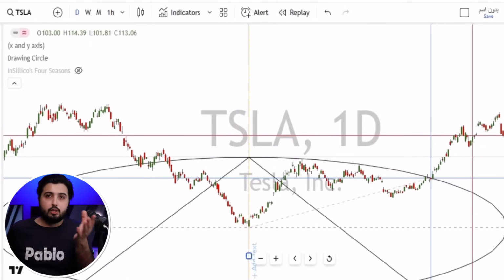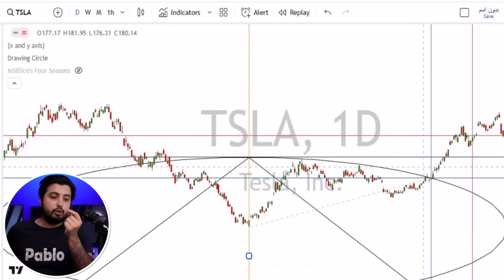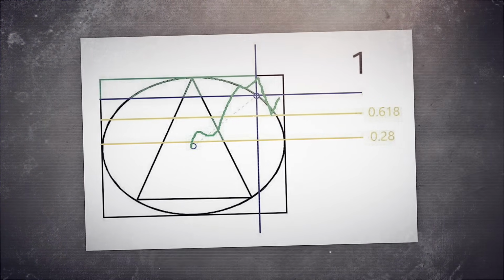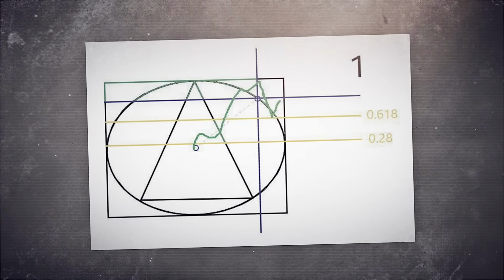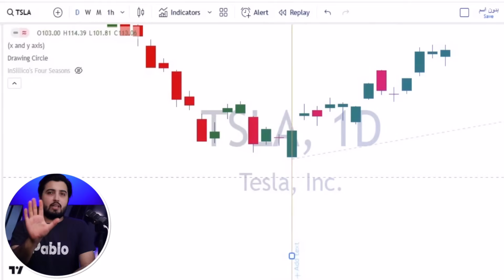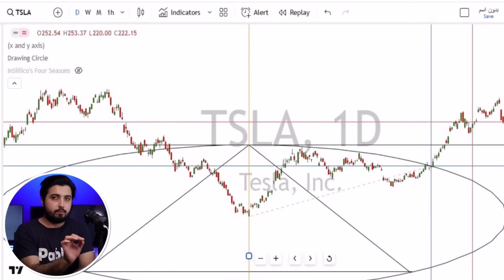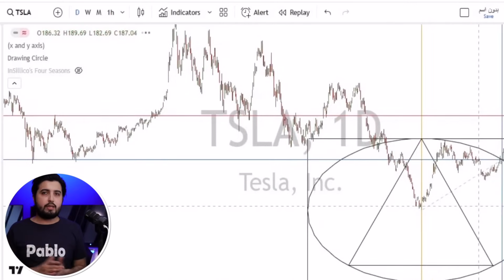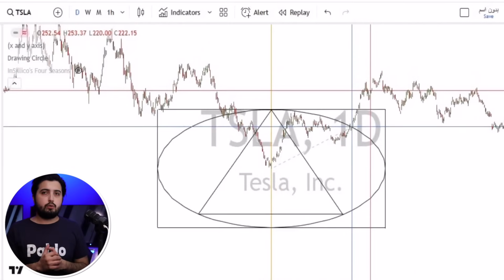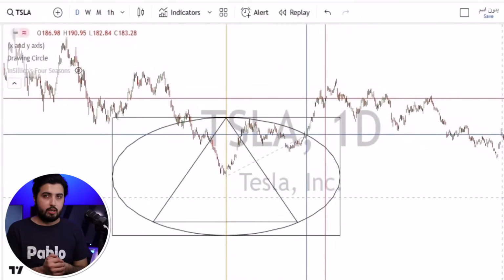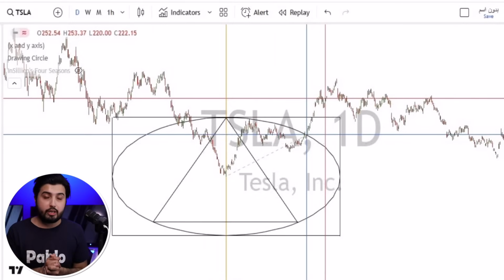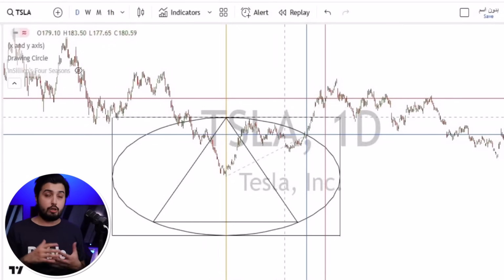And step 5, you place the Fibonacci levels from the base of the full moon candle to the top of the square. This gives you reference zones like 0.28 and 0.618, which can act as areas of interest where price might react. Let me emphasize, these are not guaranteed reversal points. They're just zones where, based on their system, traders look for possible price actions. So always use your own judgment and risk management when trading.